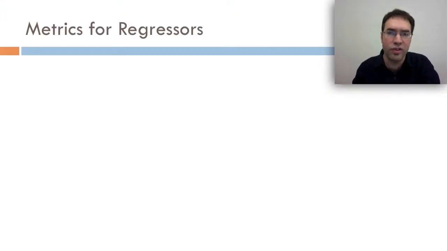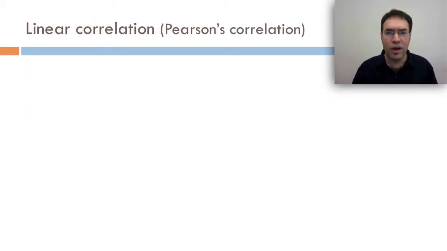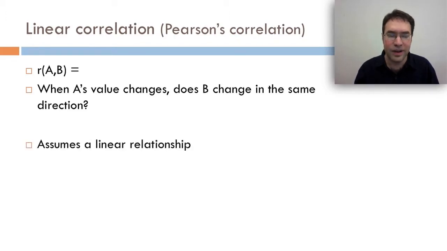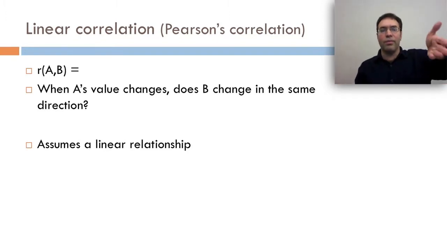The metrics for regressors that we're going to talk about today include linear correlation, also called Pearson's correlation, mean absolute deviation and its close cousin root mean squared error, and information criteria, including the Bayesian information criteria and AIC. Linear correlation is, when A's values change, do B's values change in the same direction? And it assumes a linear relationship.